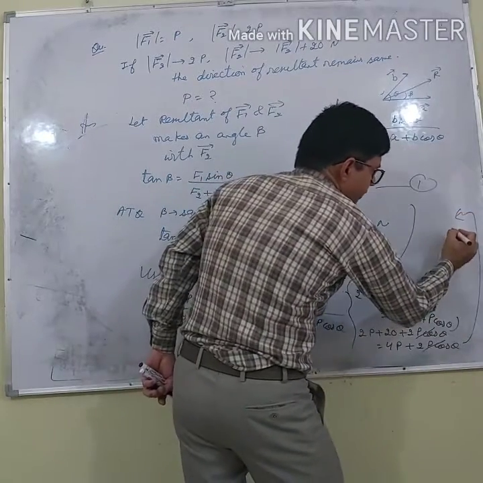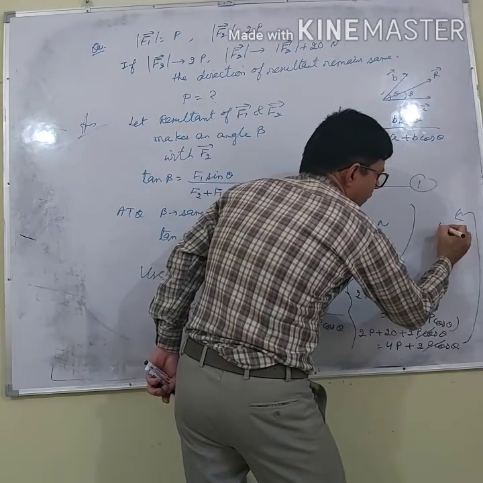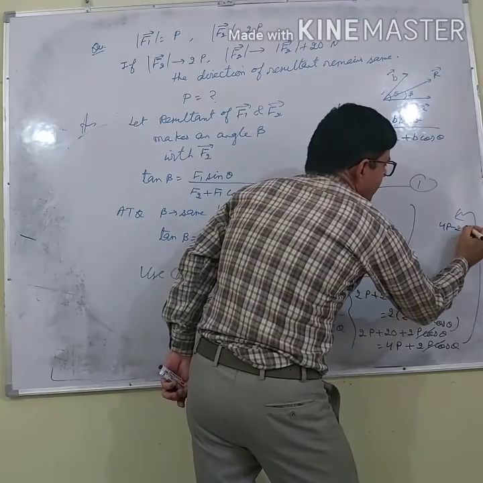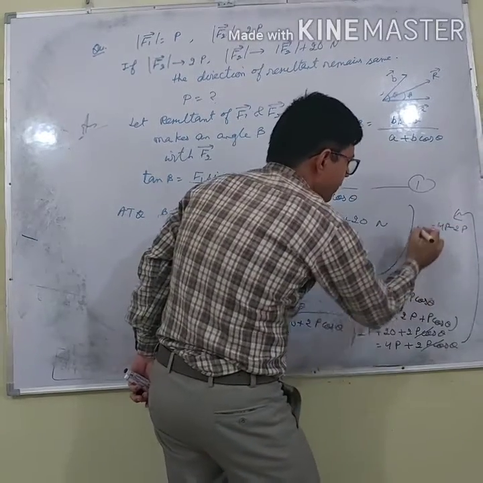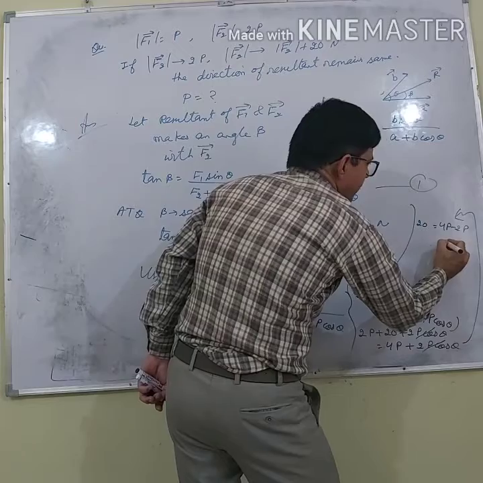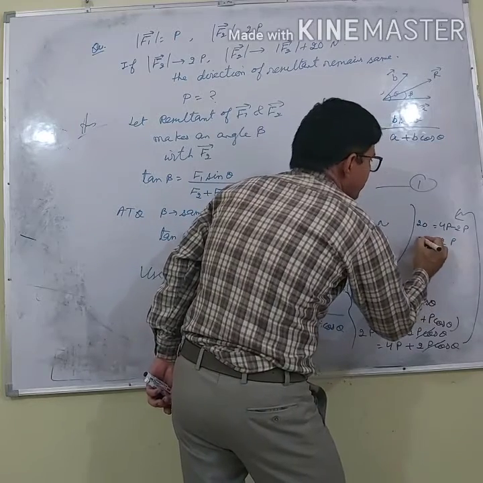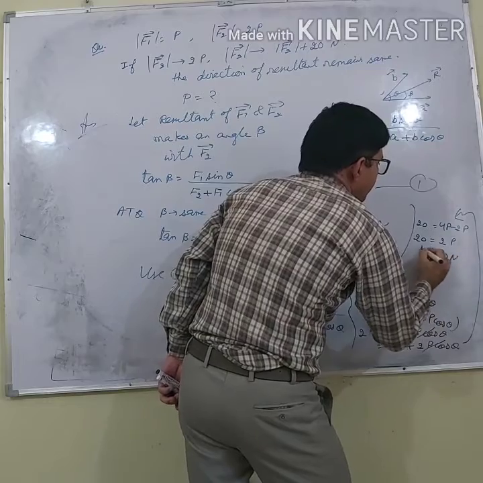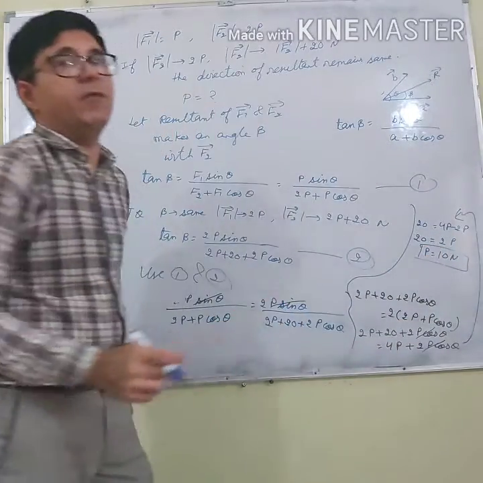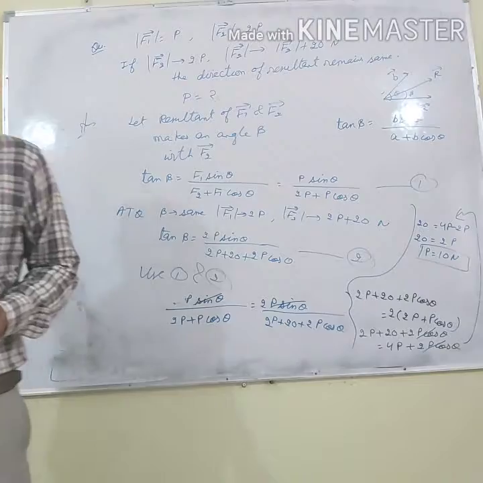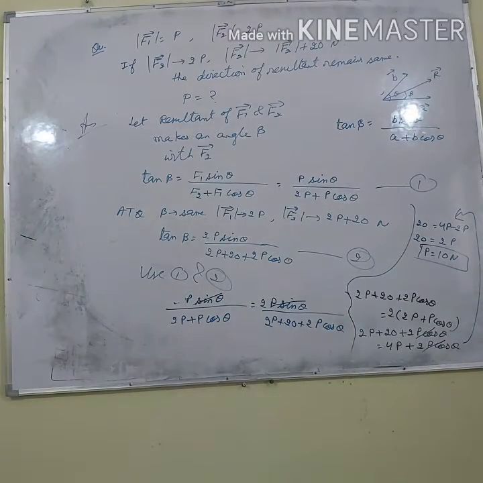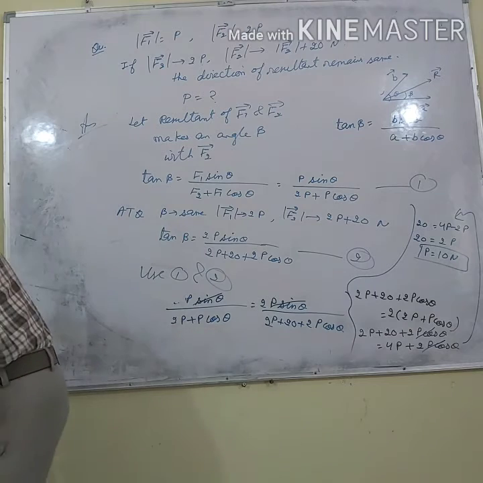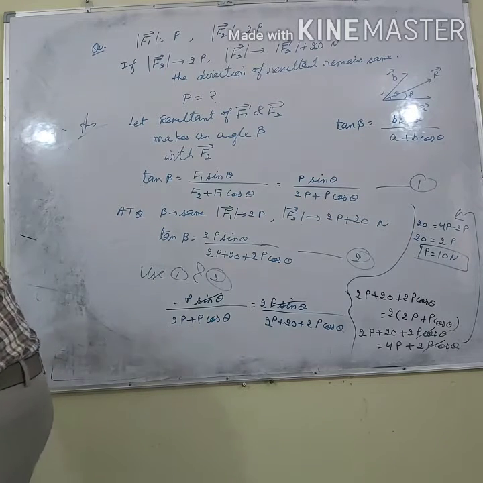So what is this? 4p minus 2p equals 20. So 2p equals 20. So p equals 10. So my answer is p equals 10. So in this way I can solve the questions. Right? Let's do one more question.